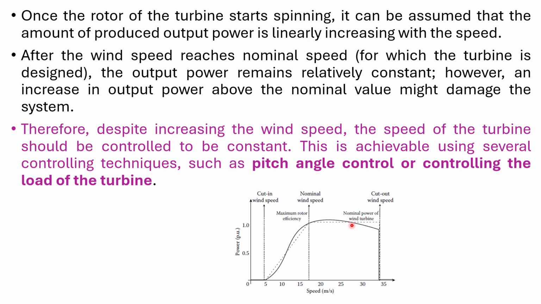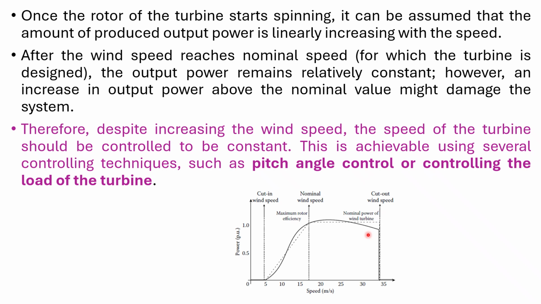This is achieved using several control techniques such as pitch angle control or controlling the load of the turbine. After the wind reaches the cut-out speed, in order to protect the system from any kind of damage, the turbine should be stopped by setting the pitch angle in such a way that it does not face the upcoming wind. Usually at very high speeds, the stability of the blades and cables is weak. Thus, the system should immediately stop.